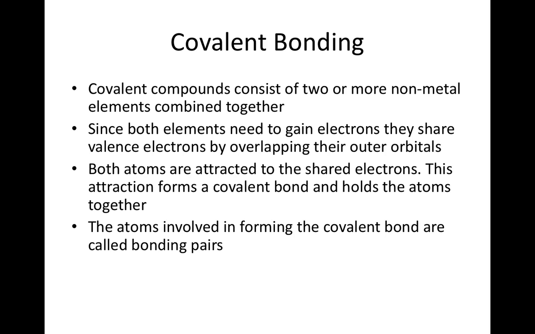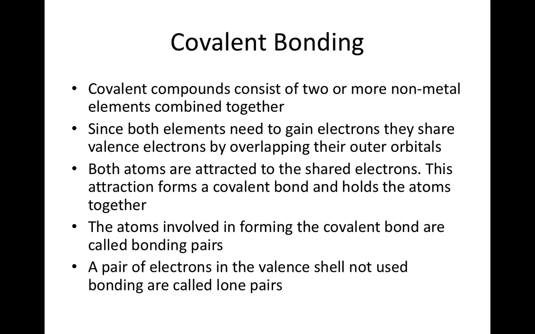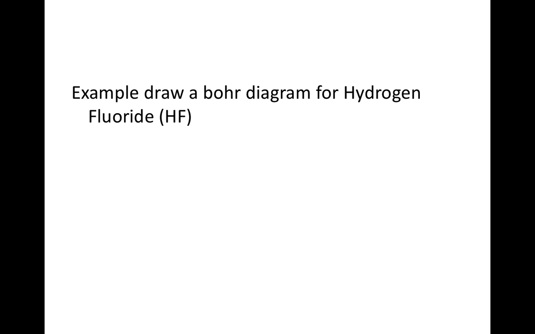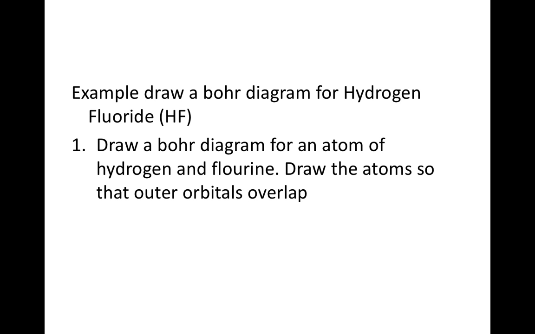The electron pairs involved in forming the covalent bond are called bonding pairs. A pair of electrons in the valence shell not used for bonding are called lone pairs. So for example, draw a Bohr diagram for hydrogen fluoride. So step 1, we draw a Bohr diagram for an atom of hydrogen and fluorine.